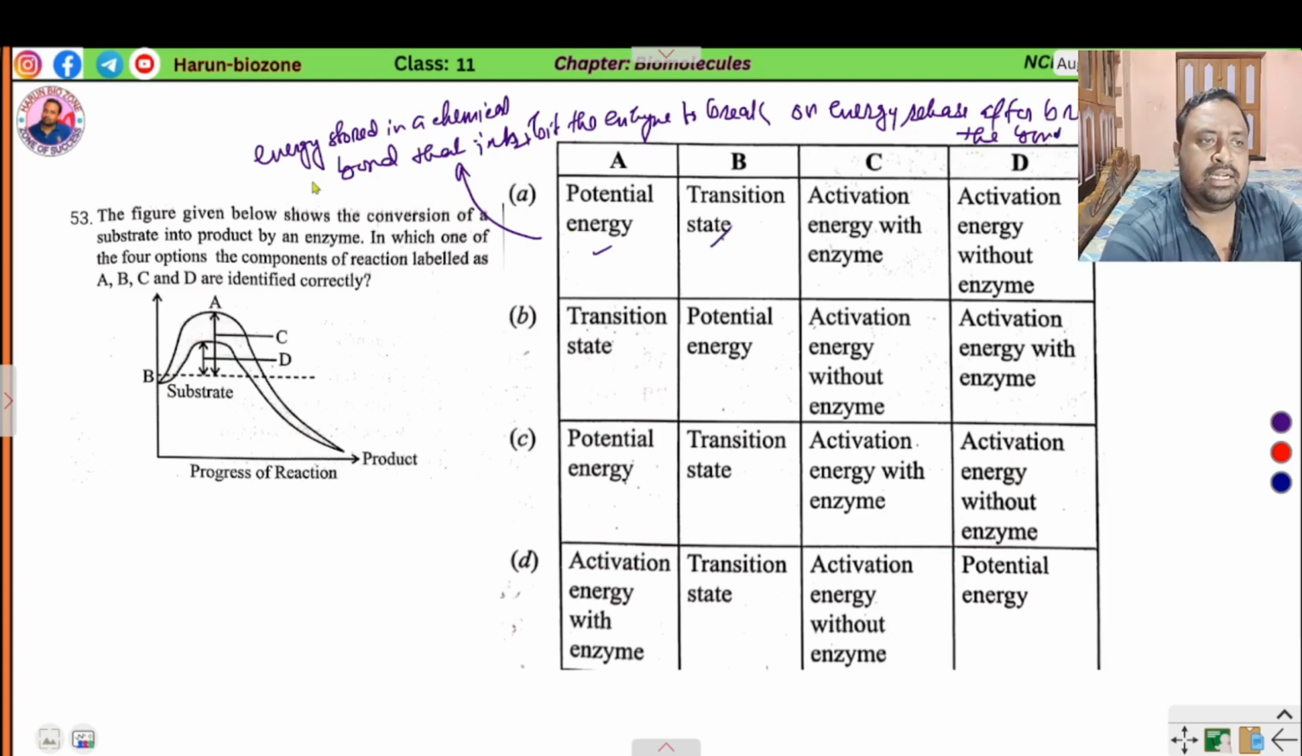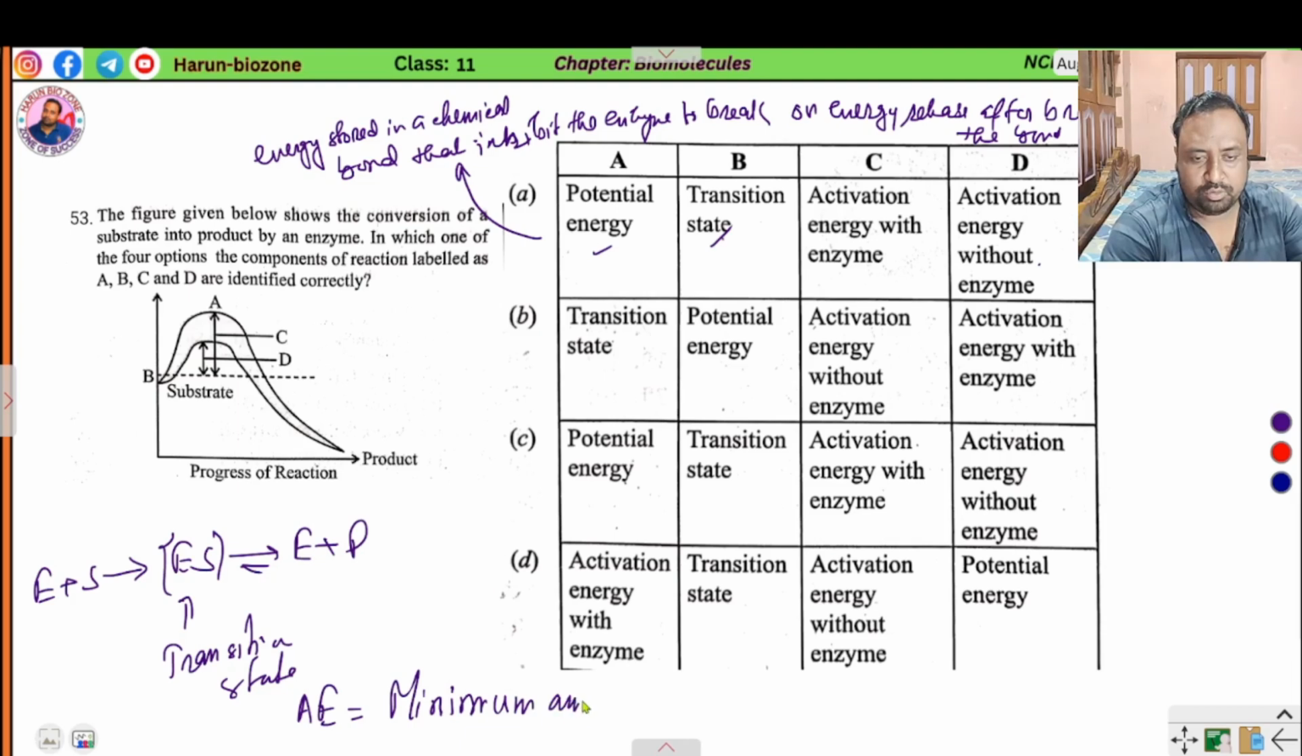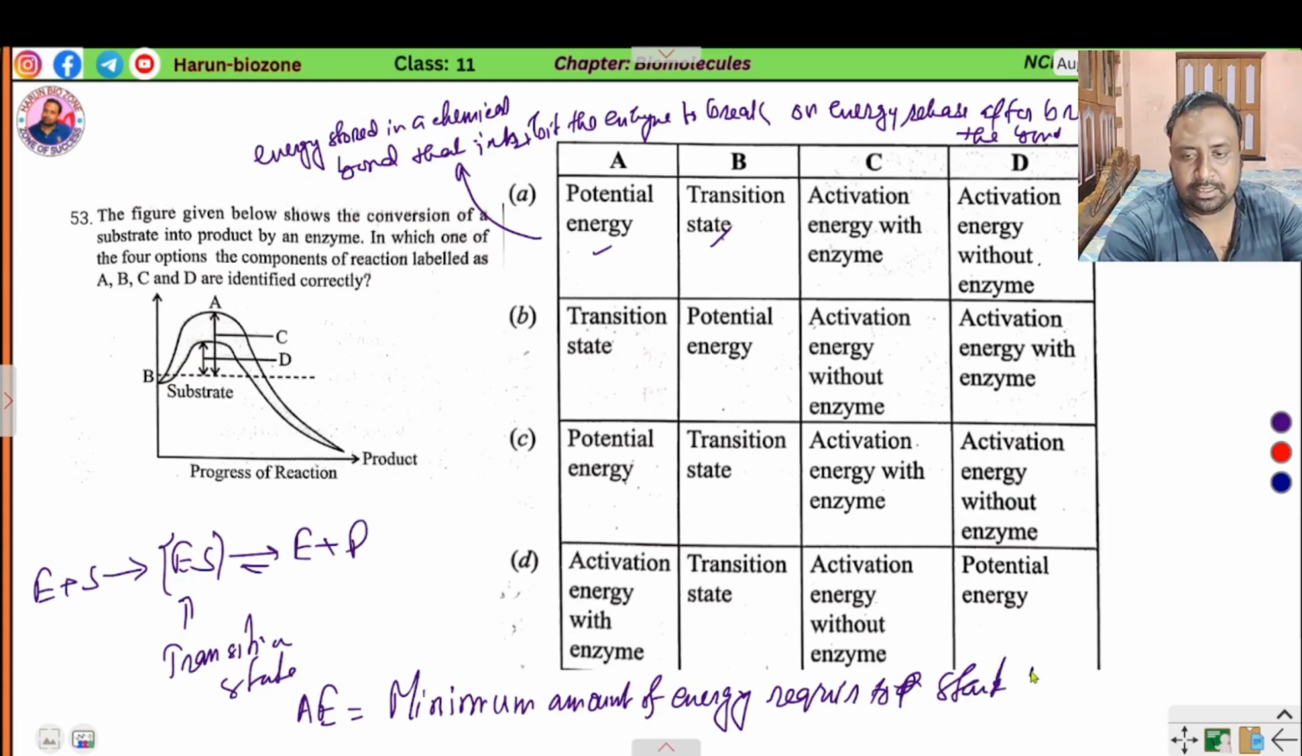Transition state means enzyme plus substrate, enzyme substrate complex, then enzyme plus product. So this is called transition state. Activation energy, what is activation energy? Activation energy means the minimum amount of energy required to start a reaction. So in this case, A is the transition state.